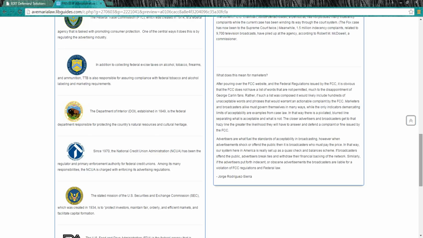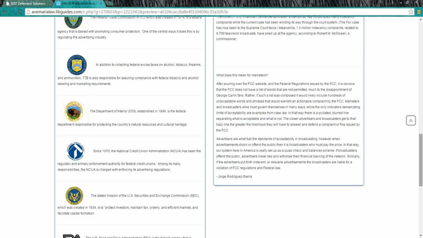However, when advertisements shock or offend the public, then it is broadcasters who must pay the price. So if the advertiser has an extreme ad, most of the time the broadcasters will have to pay the fine. So in that way, our system here in America is really set up as a quasi check and balances scheme.